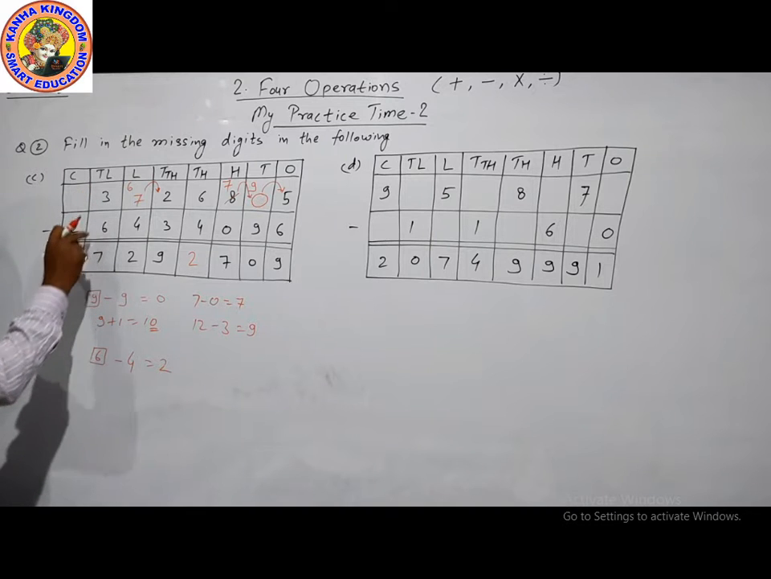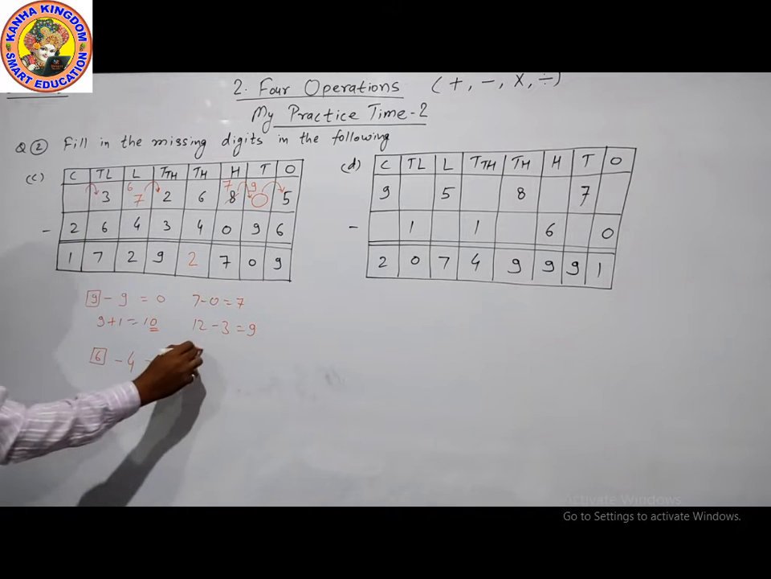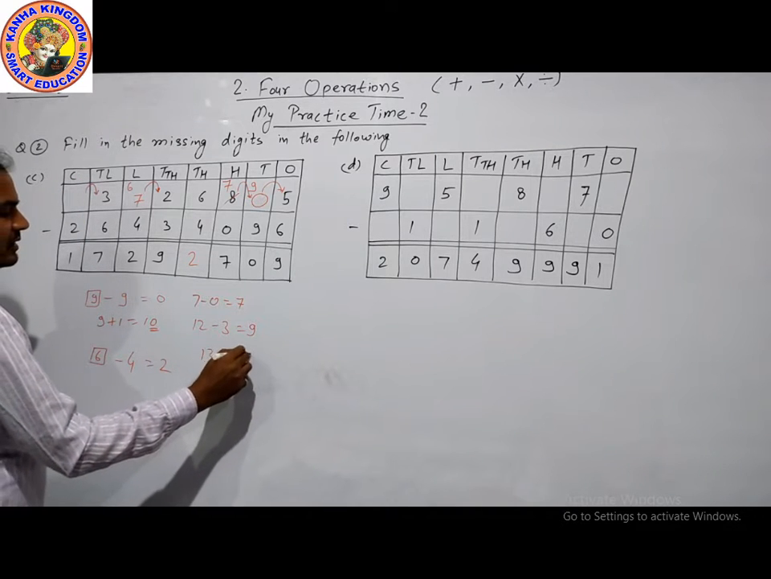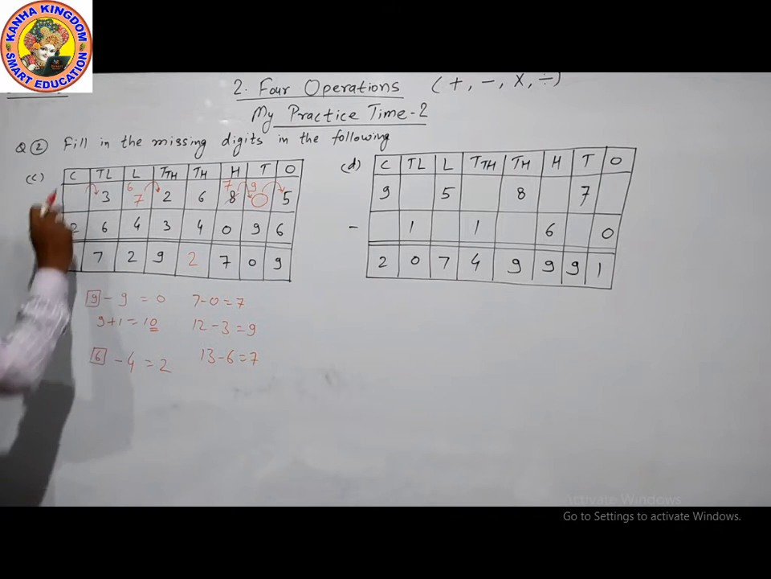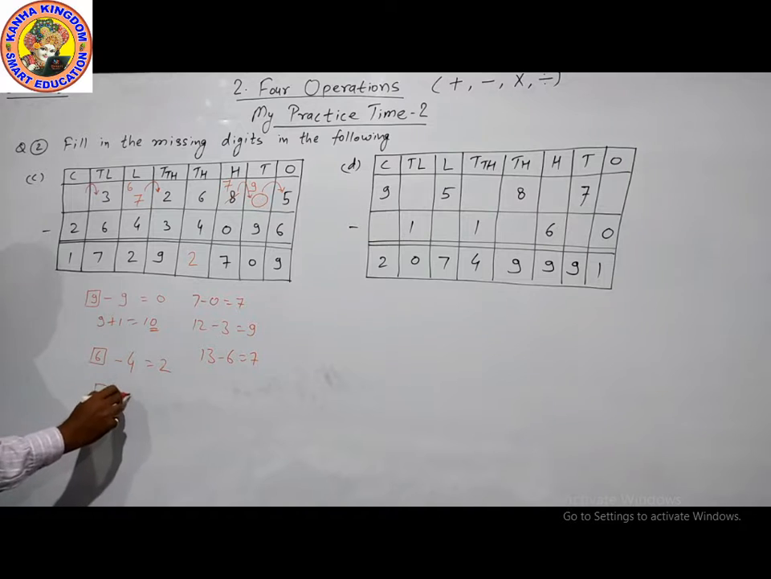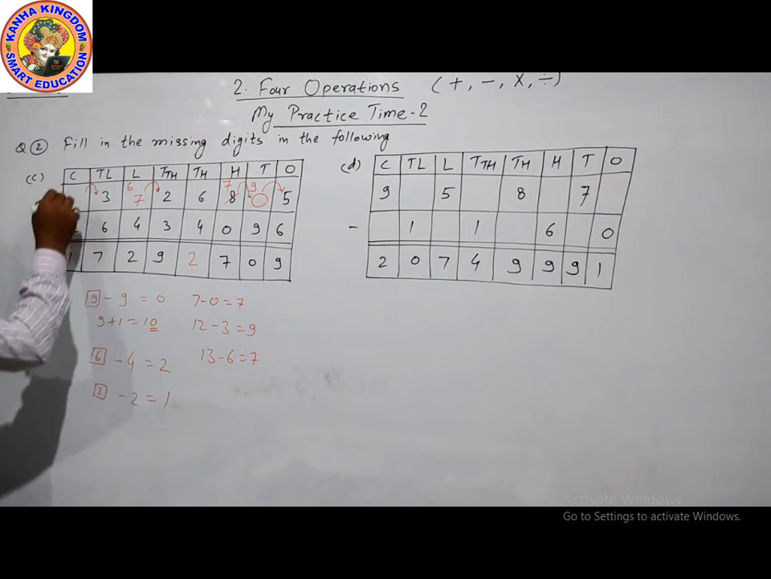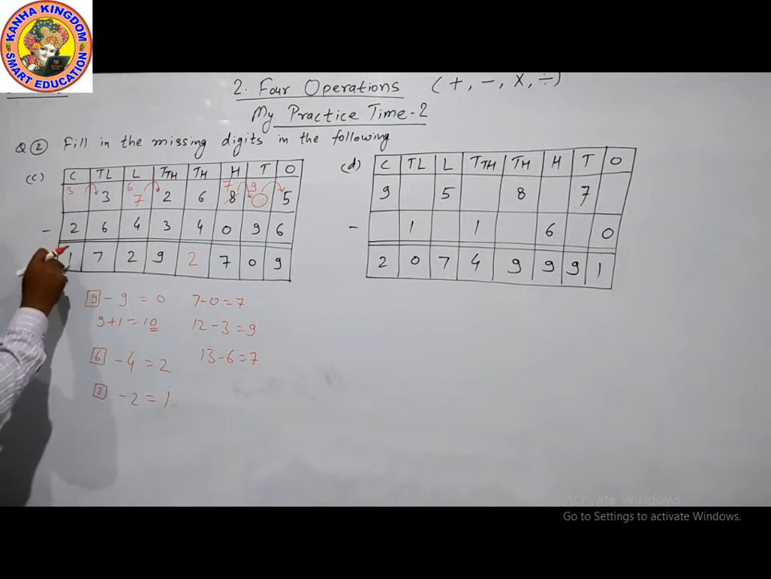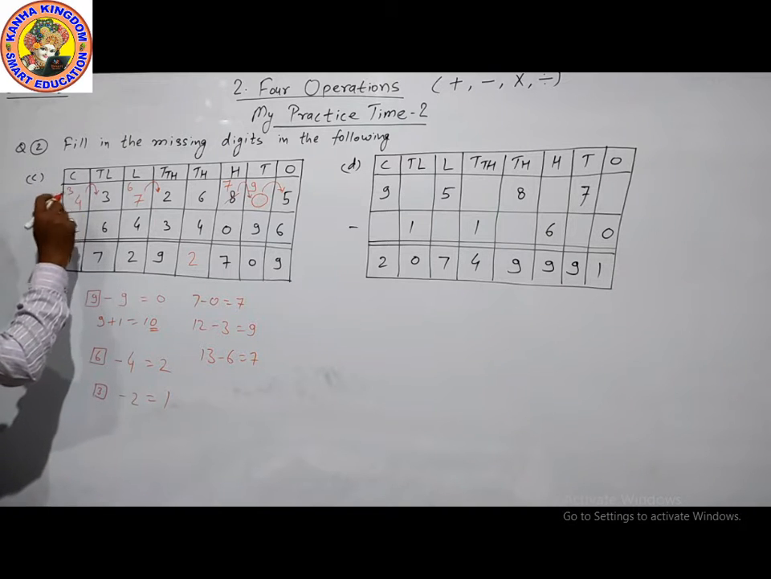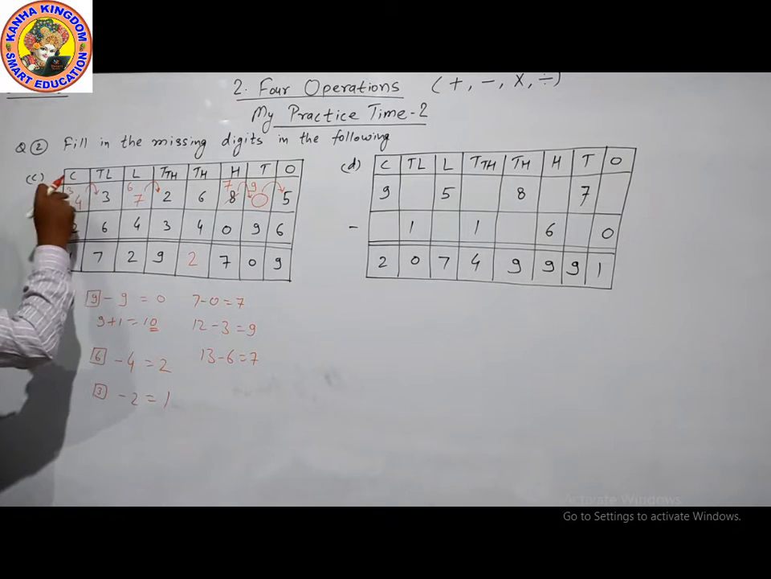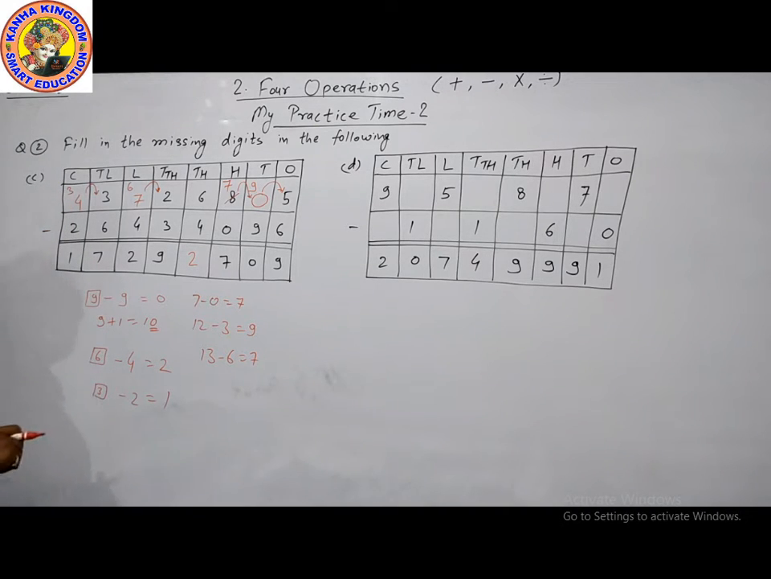3 minus 6, not possible. So this is 13. 13 minus 6 is equal to 7. So this will be taken as a borrow point. Now here is a digit minus 2 is equal to 1. 3 minus 2 is equal to 1. But here is a borrow point. Now this will be 4. After giving a borrow, this will convert into 3. 3 minus 2 is equal to 1. This is our answer.